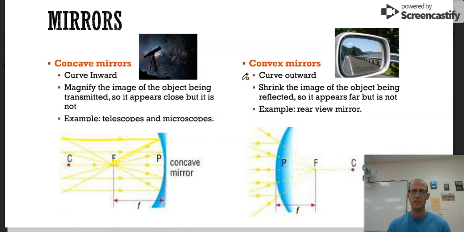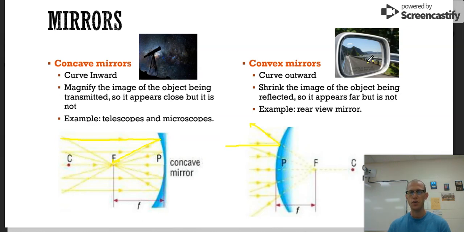Convex mirrors do the opposite. They curve outward, so it shrinks the object. The object appears to be small, so it appears far away, but it's really not. The light rays come in and then get reflected out, so it appears like they came from a source further away, making them seem smaller.